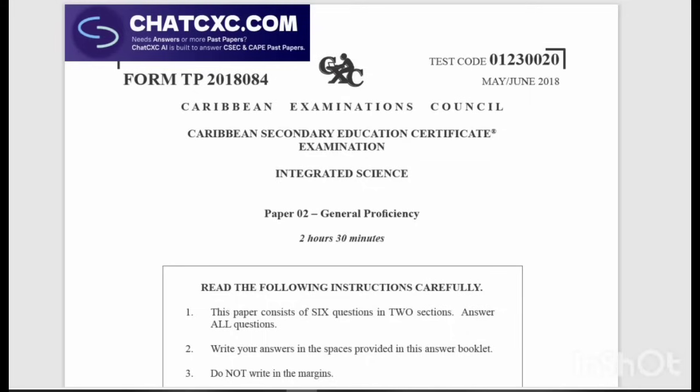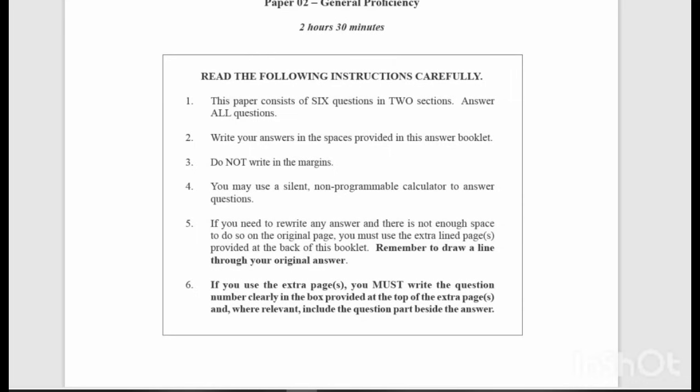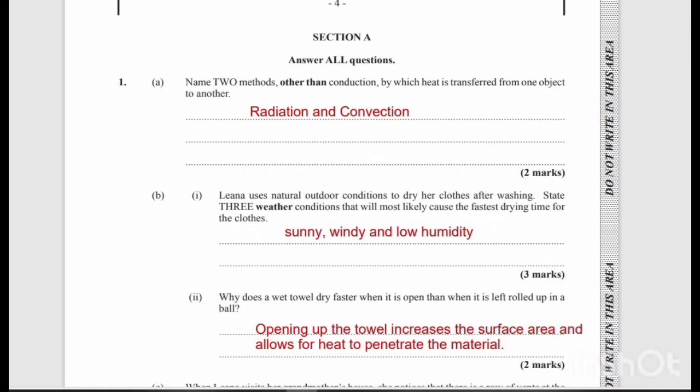If this is the first time you're sitting the integrated science exam, your exam lasts for a total of 2.5 hours and your paper consists of 6 questions divided into 2 sections. You must answer all the questions given in this paper. You don't have an option. So let's begin. Section A.